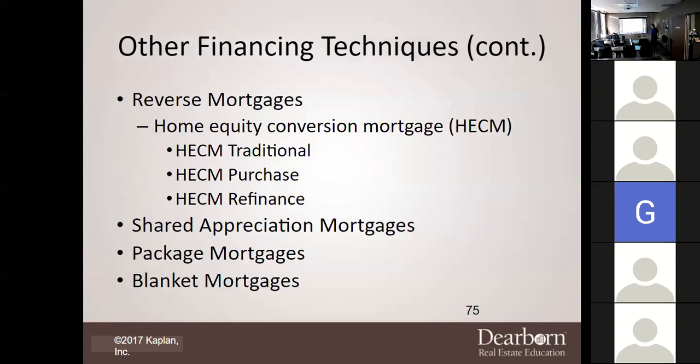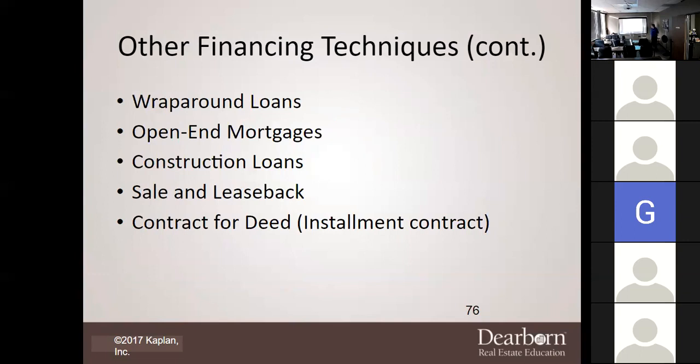There's the reverse mortgage. Now these again are the home equity conversion mortgages. These are kind of basically traditional purchase or refinance. They do have shared appreciation mortgages, package mortgages, and blanket mortgages. Again, one of the key things I want to tell you, let's see if there's any more. Yeah, there's some more here. Let me go through these too. There's wraparound loans, open-ended mortgages, construction loans, sell and leaseback, and contract for deed.